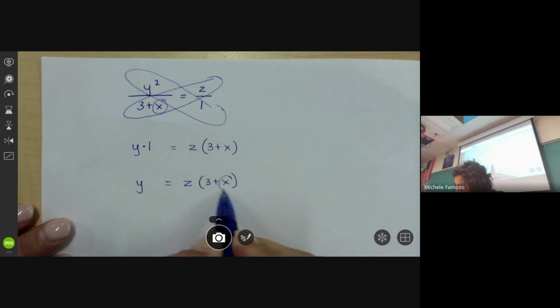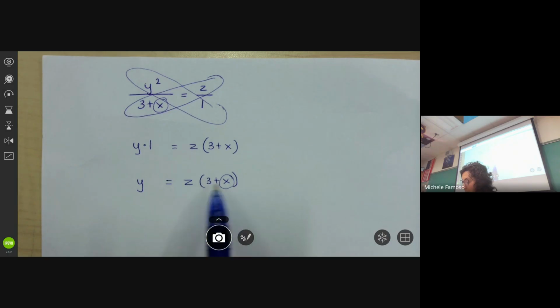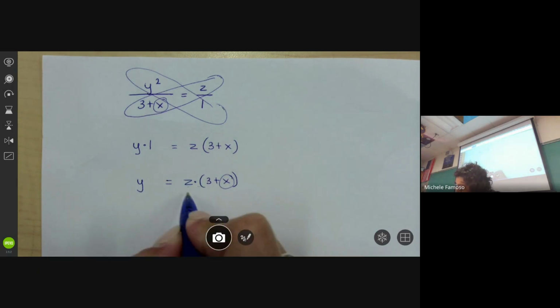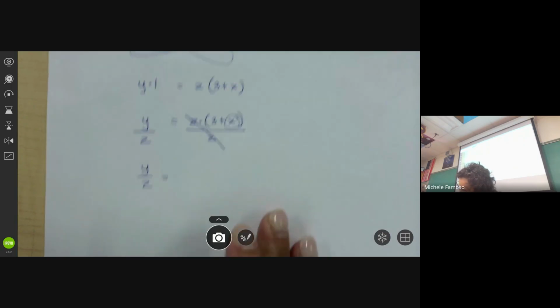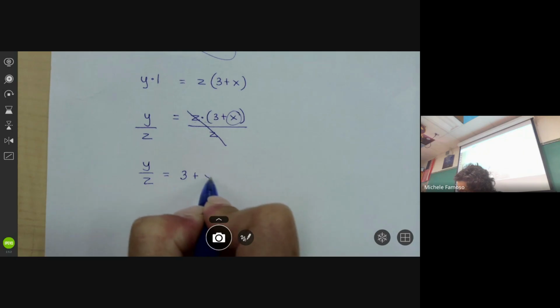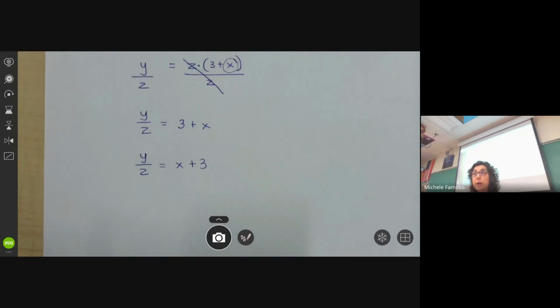So now if I want to get this x isolated, the first thing I have to do, because these are inside parentheses, I have to undo this multiplication between z and that quantity. I got to get the z out of there first. So I'm going to divide both sides by z. That gives me y over z is 3 plus x. Remember that addition is commutative, so that's really the same thing as y over z is x plus 3.